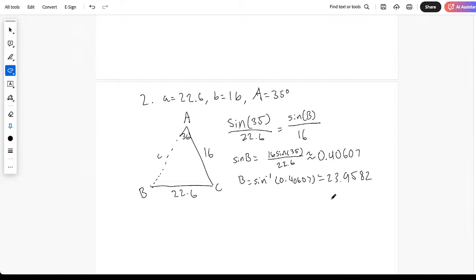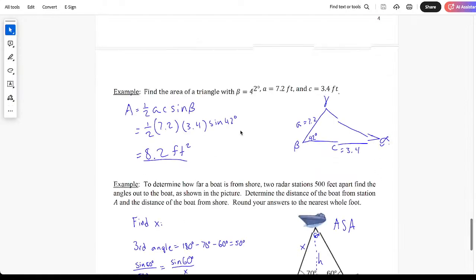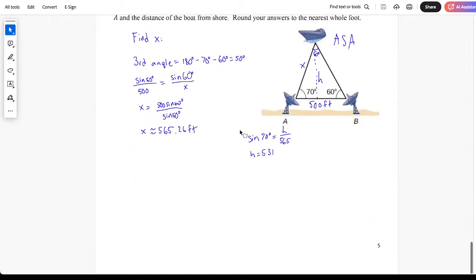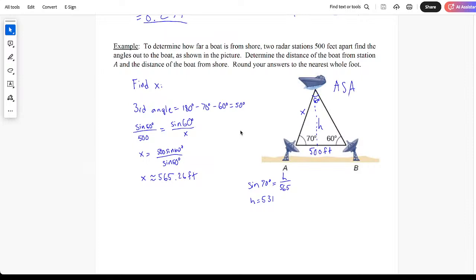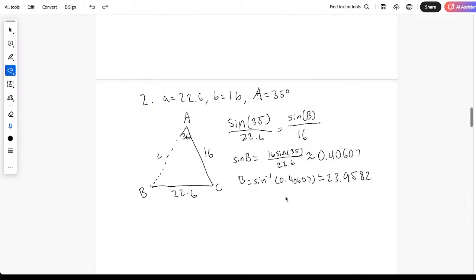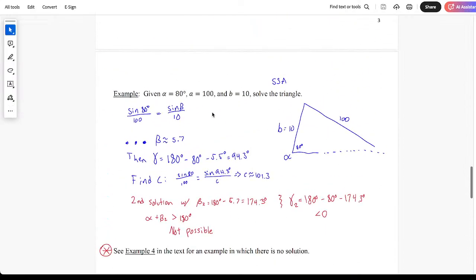Wait. We're not looking for this. We're looking for how many possible triangles. So how do we find out if there's more possible triangles? I think we could probably solve for C now is what we need to do.